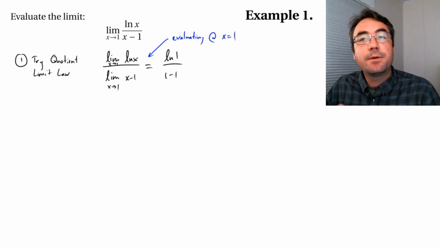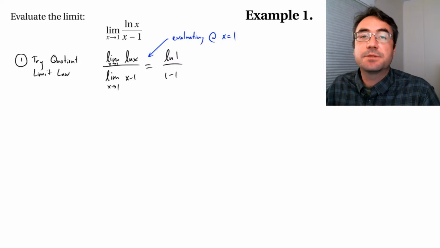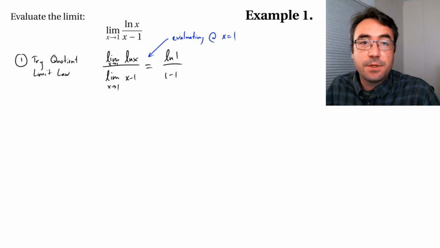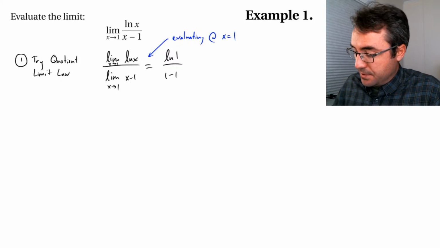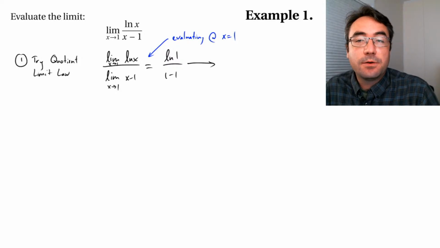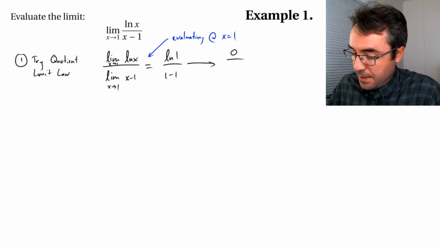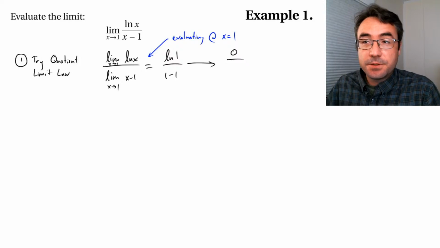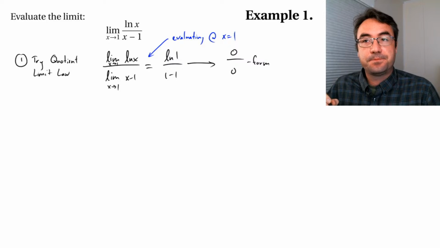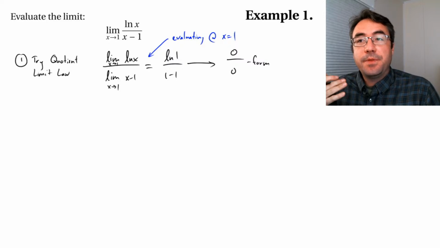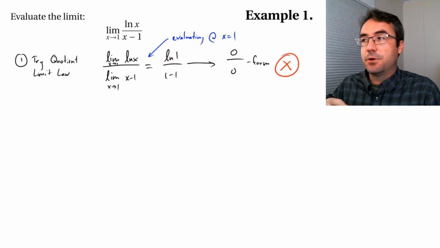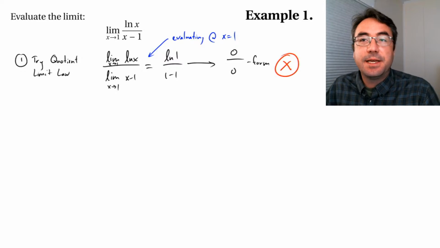Why are we evaluating? Well, natural log is continuous, x minus 1 is continuous, so we can just plug in to evaluate those limits. Now the issue happens because natural log of 1 is 0, and 1 minus 1 is also 0, so we get the 0 over 0 form. So that's indeterminate, so that tells us we have to stop with this approach. We can't just plug in to get our limit here.